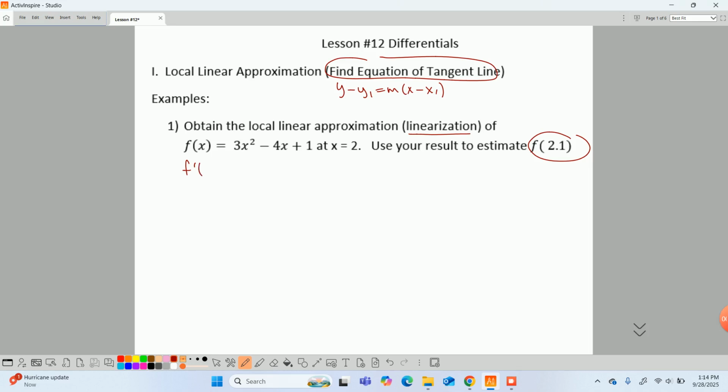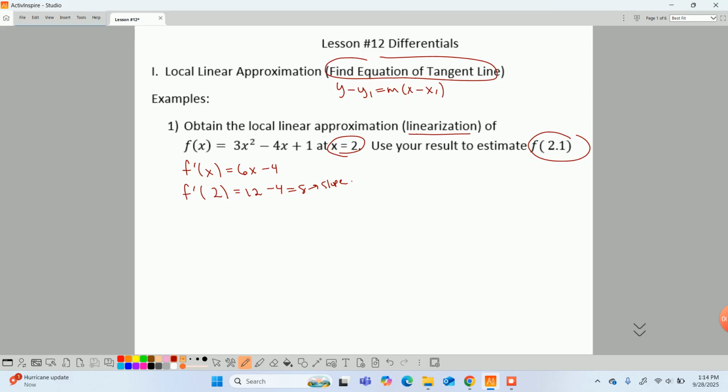If we take the derivative of this f of x function, we're going to get 6x minus 4. And now, if we want to take this derivative at x equals 2, I'll just go ahead and plug in 2 into my derivative. And this will give me the slope of the tangent line. So when I plug in 2, 6 times 2 is 12, and 12 minus 4 should give us 8. Remember that 8 is just the slope of the tangent line.